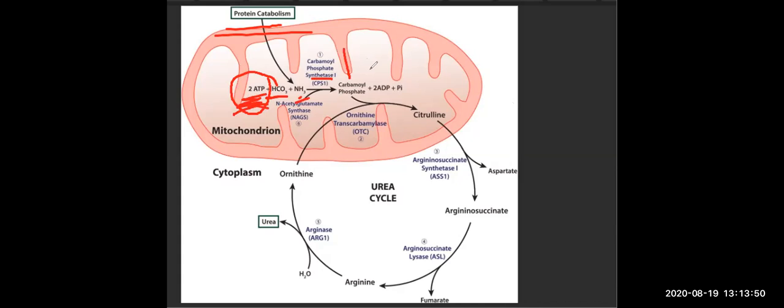You are supposed to remember these rate limiting enzymes. Don't worry about forgetting the reactions; I'm only showing them to explain, but remember the rate limiting enzymes of every cycle. Also please remember in this urea cycle that fumarate will enter into your TCA cycle. This is a very important step, fumarate. This has been asked previously in your MCQs, so you have to remember this. Now I'll take you back to the book.